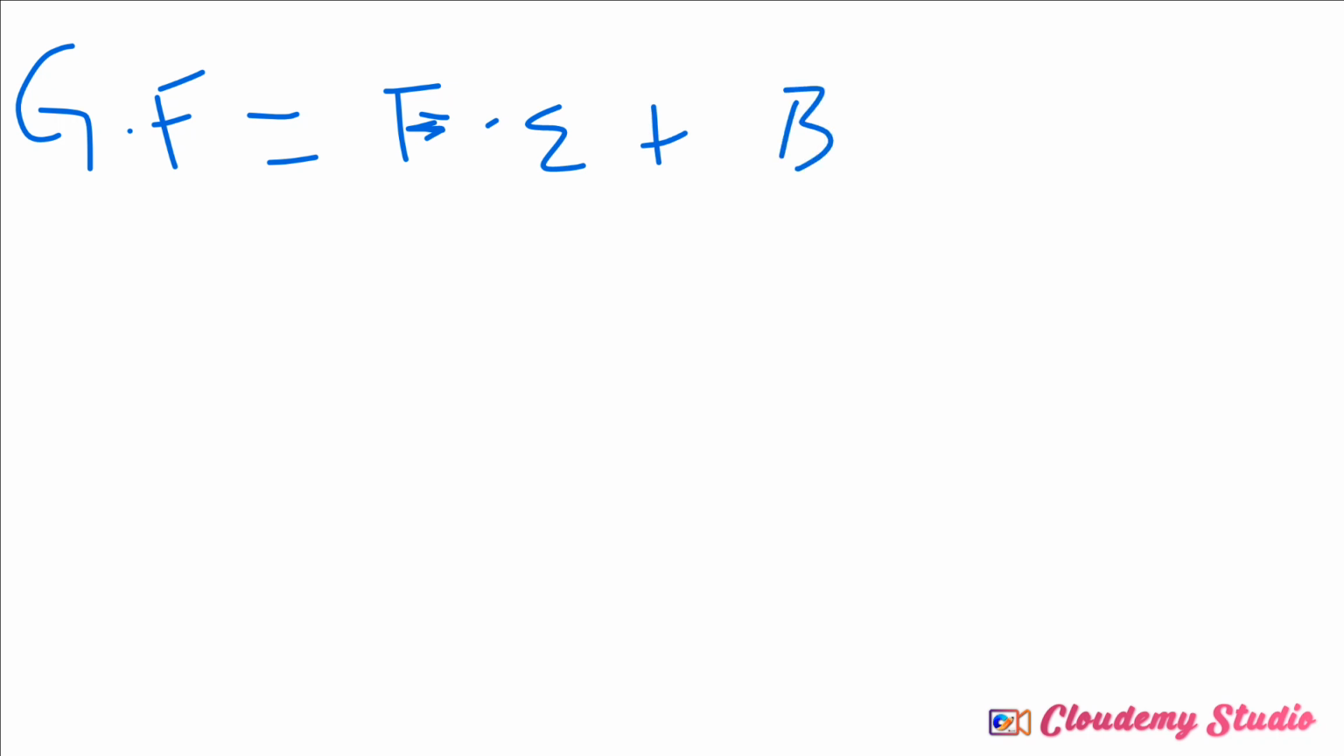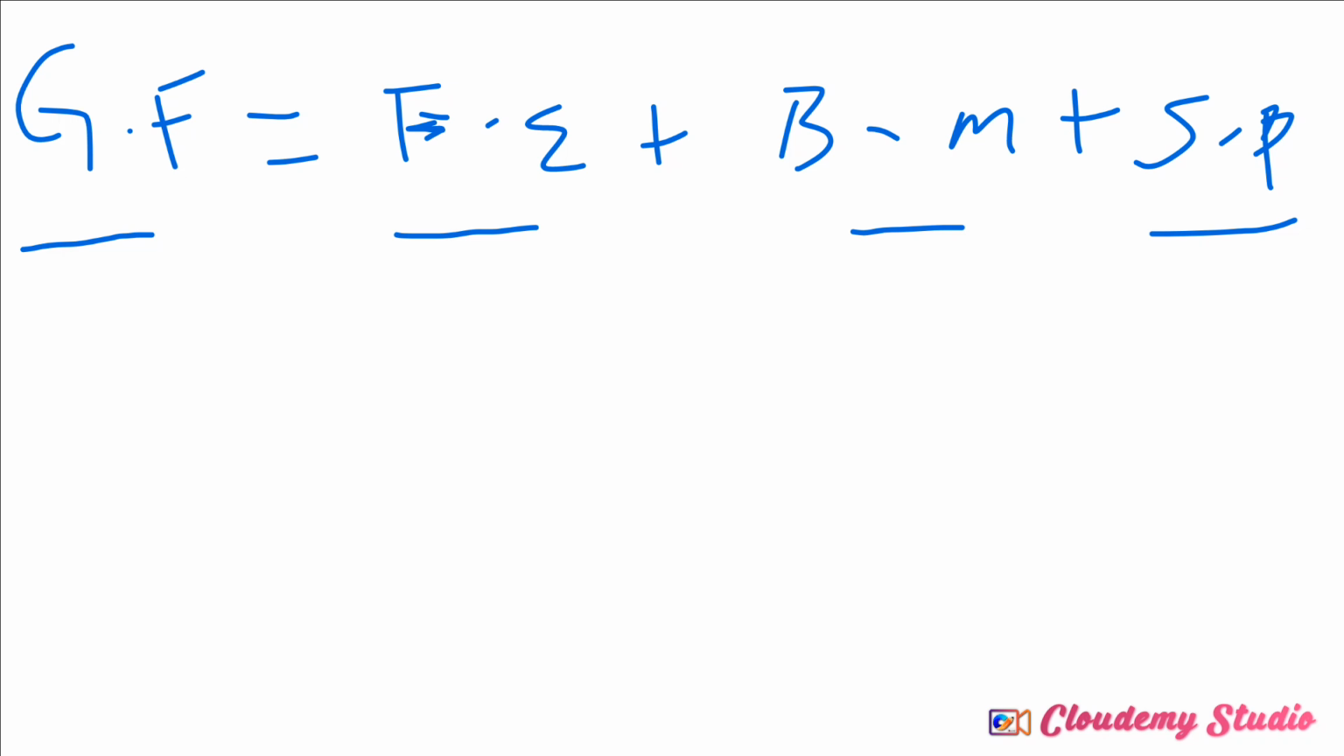Now, let me just say glomerular filter, that is GF, will be equal to fenestrated endothelium plus basement membrane plus slit pores. That is Fe plus Bm plus Sp. So that will help you remember. These are the components of the glomerular filter.